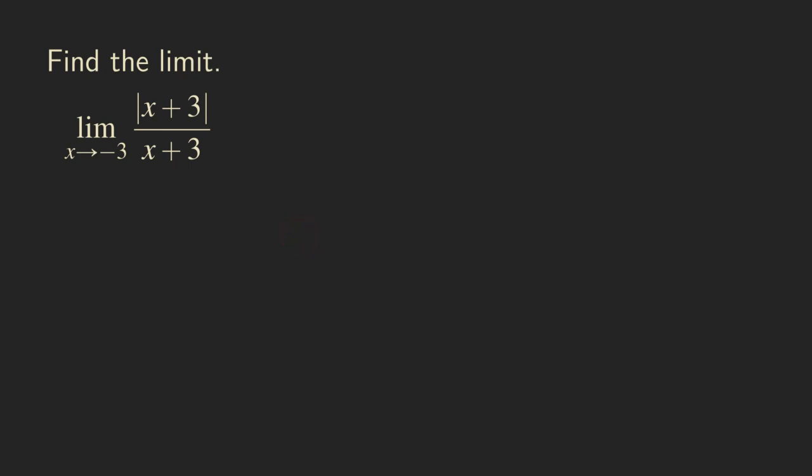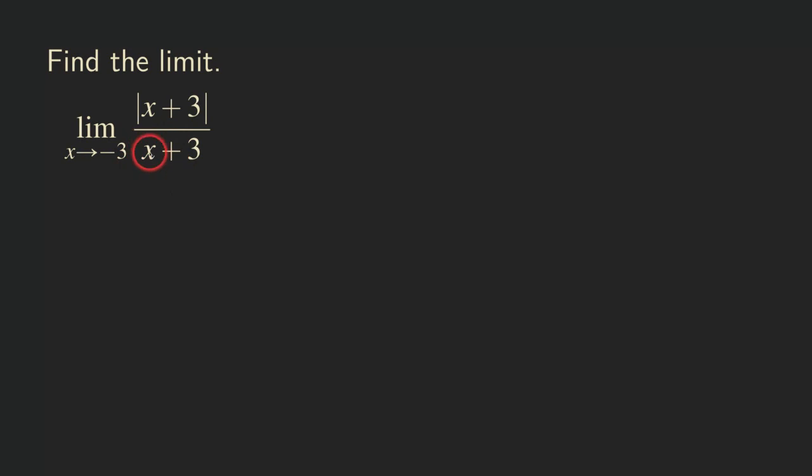Today I'm going to talk about this limit problem involving the absolute value. And if you have seen my other video, usually for this kind of limit problem, we are going to break this two-sided limit problem into two one-sided limit problems. And as you can see here, because x is approaching negative 3 and there is no direction indicated here, that's a two-sided limit problem.